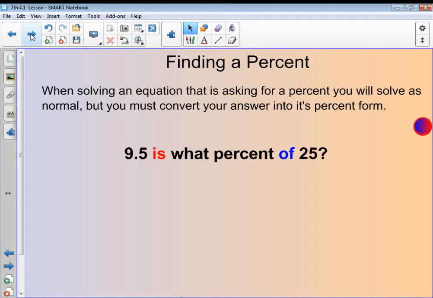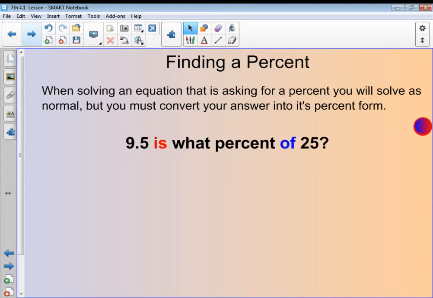Finding the percent. In the first two, we found part of a number. In the next one, we found the whole number, or what we should have started with. And in this situation, they're leaving the percentage out. So we're still going to use those same steps. It's just that now they're asking for the percent.